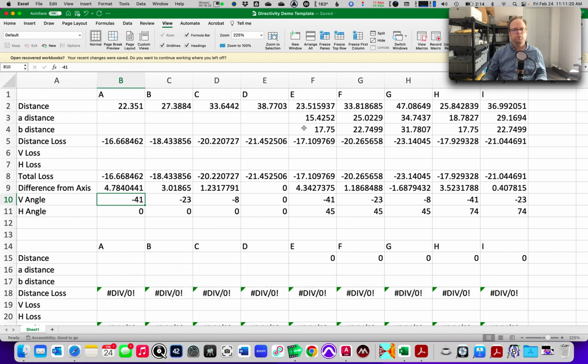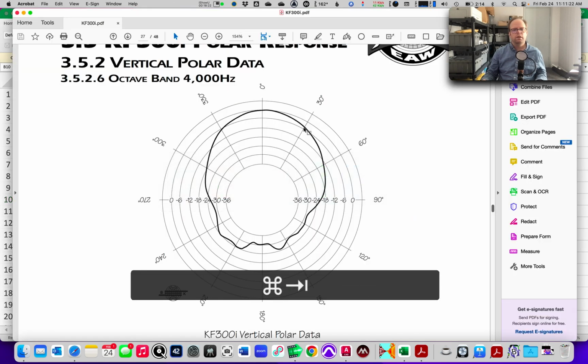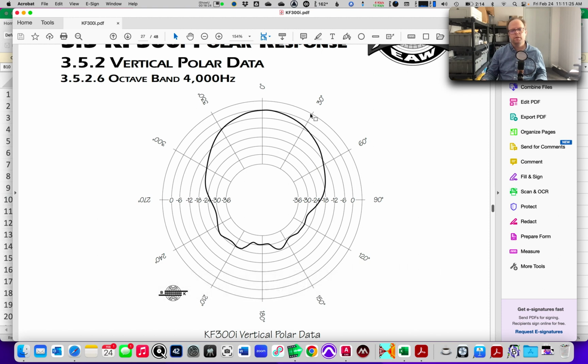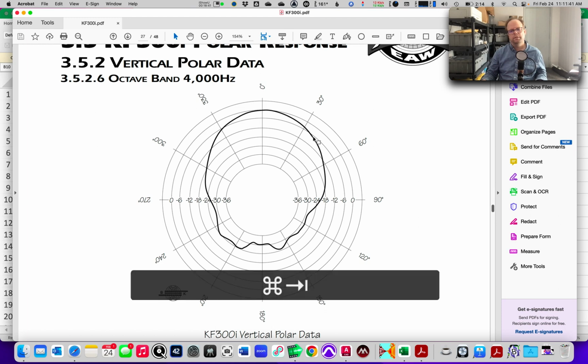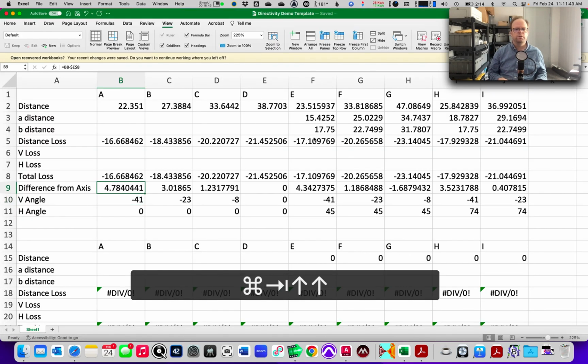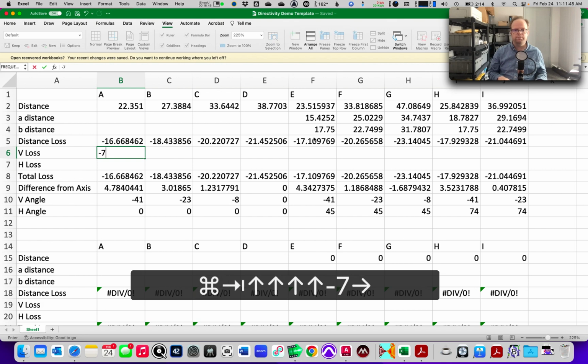So 41 degrees off axis vertically. You kind of have to estimate here. So this is 30, this is 60, which means 40 would be here, 50 would be here. So 41 is about here, which is 6 dB quieter, maybe 7. Yeah, I'm going to say 7. So the vertical loss here is -7.